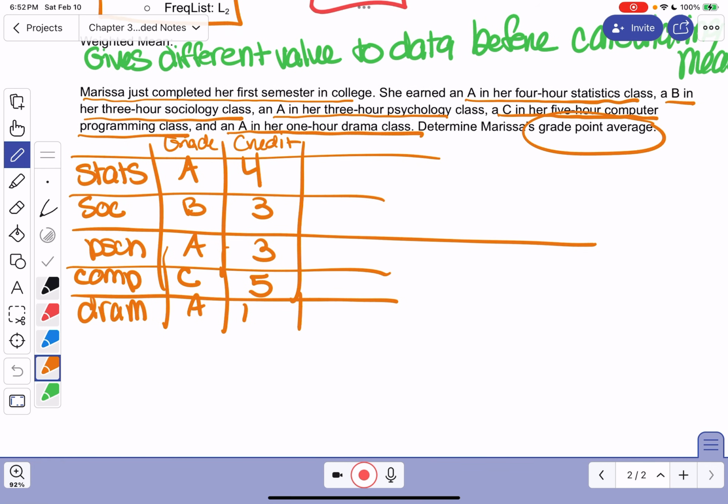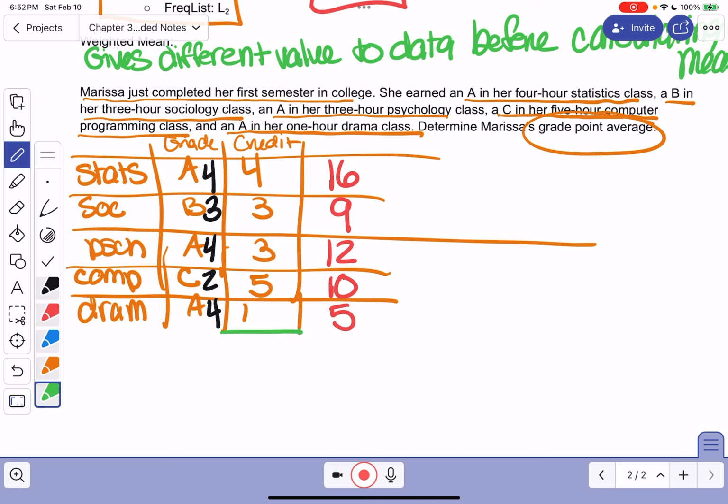Find her GPA. First we need to convert those letter grades into numbers. On the college scale, an A is a 4.0, a B is a 3.0, a C is a 2.0. Those are the numbers that would go there. Then we're going to multiply. 4 times 4 is 16, 3 times 3 is 9, 4 times 3 is 12, 2 times 5 is 10, and 4 times 1 is 4. Add up the credits, and we get 16 credits. And then we add up those score points after we multiplied, and we get 51.